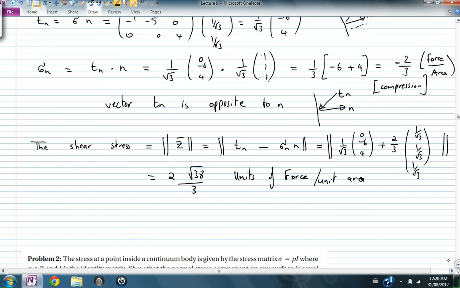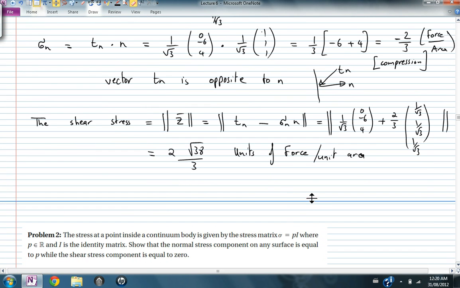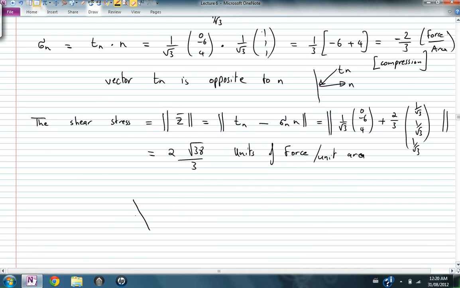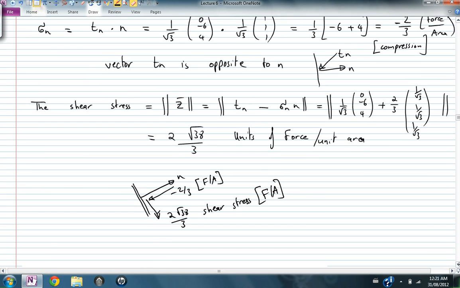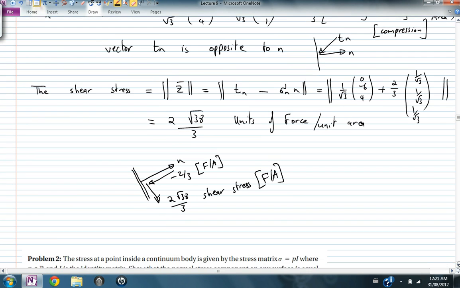So let's just understand or view this. This is n. The component in this direction is equal to negative 2 over 3 force per area. And the component in this direction is equal to 2 root 38 over 3, which is the shear stress. Again, units of force per unit area. Okay, the next example is extremely important.